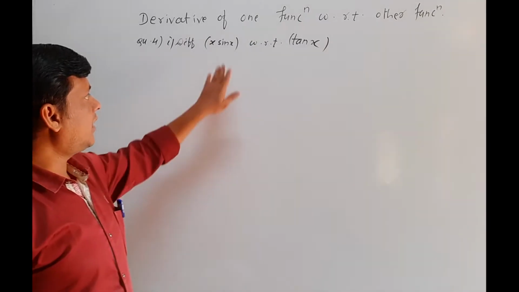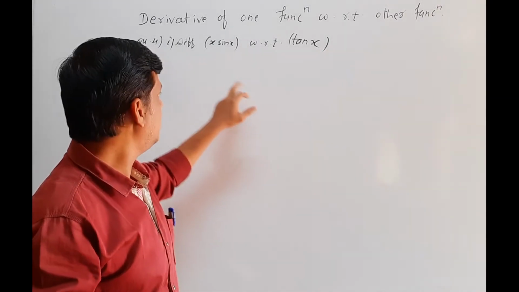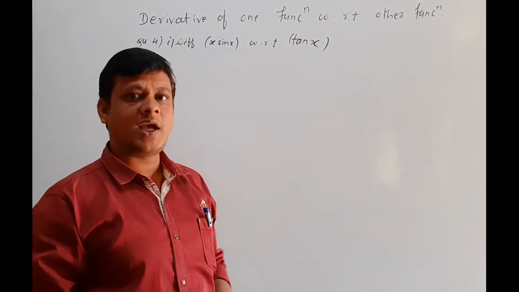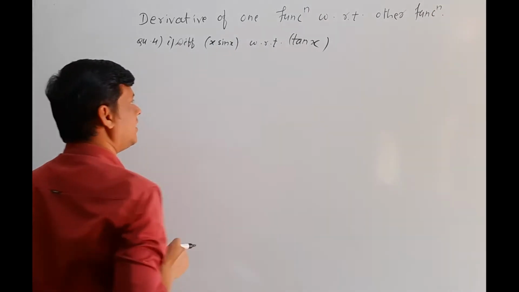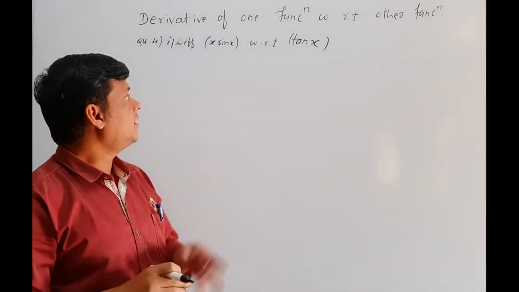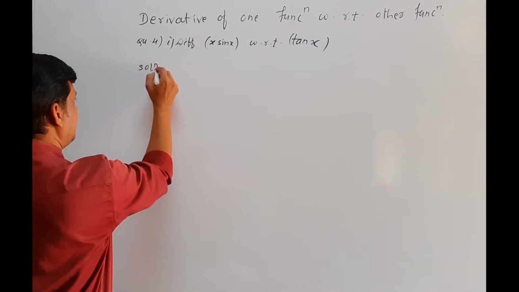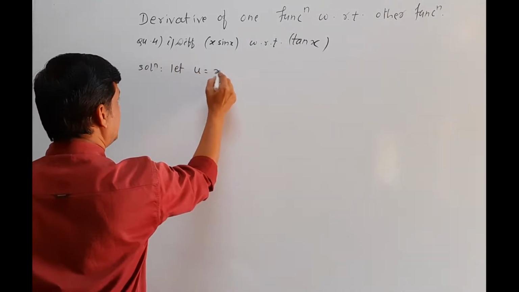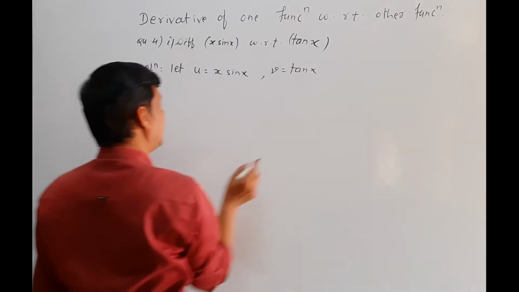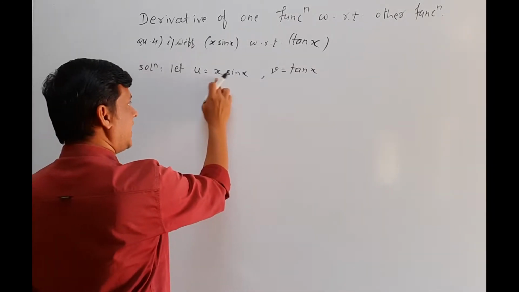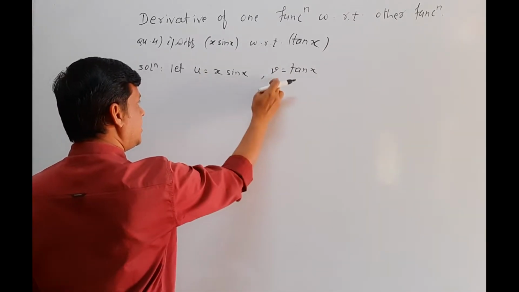That means here one function is x sin x, another function is tan x. We have to differentiate this x sin x with respect to tan x. So we denote this first function as u and this second function as v. Then this function is converted to parametric form. So see here in solution we write, let u is equal to x sin x, v is equal to tan x. That means we have to differentiate this u with respect to v.